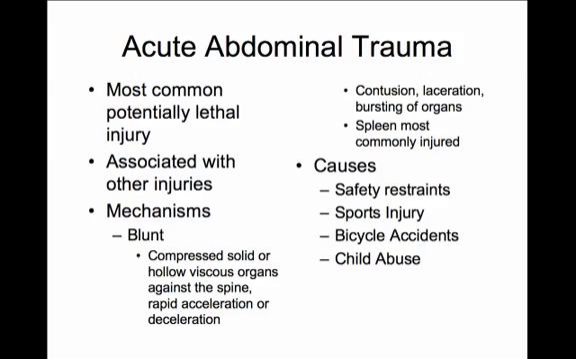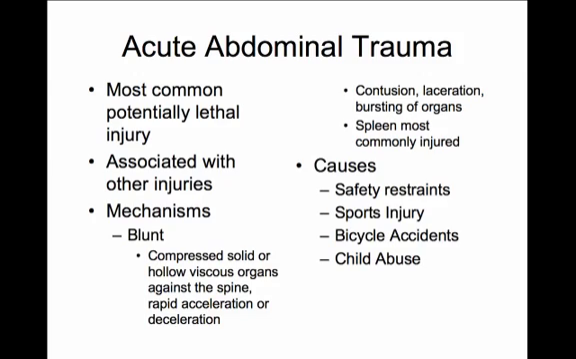The most common mechanism is blunt injury, which is basically where there's been a compression of the organs, usually against the spine, and it usually occurs with rapid acceleration or deceleration. For example, if the child is hit with an object, like a bat, or if they're in an accident where they have a seatbelt on, then the acceleration or deceleration from the accident can cause the trauma. This type of trauma can lead to contusions, lacerations, or bursting of the organ itself. The spleen is one of the most commonly injured organs.